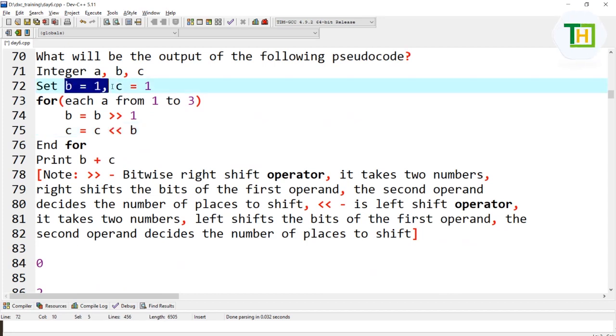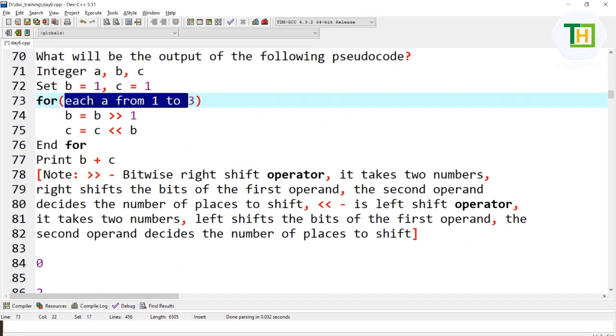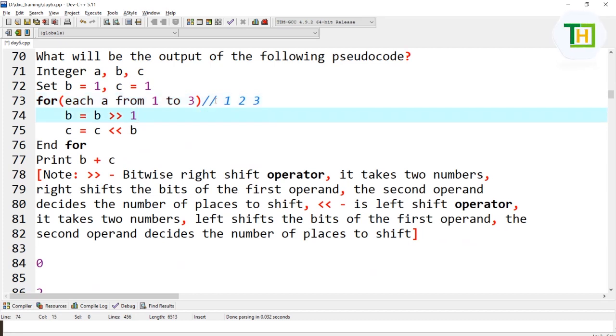B value is equal to 1 and C value is equal to 1, for each A from 1 to 3. That means A value is going to be 1, 2 and 3. And coming to this position, B is equal to B right shift of 1. What is the B value? Initially B value is 1, and what is the binary value for 1? It is 0 and 1. This is the binary value for 1, and it is going to be right shift of 1.